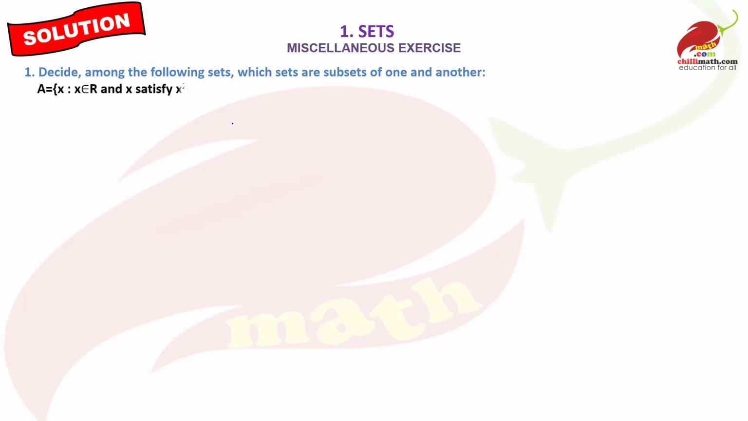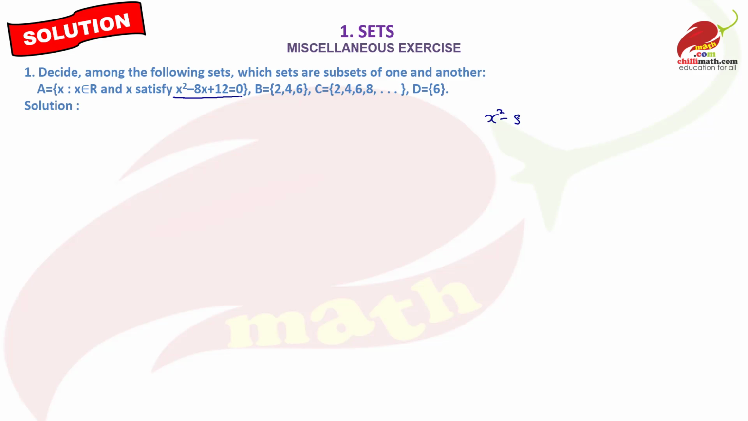First question is, decide among the following sets which sets are subsets of one another. A is x belongs to real, and x satisfies this quadratic equation. B, C, D are given. Now let's first find the elements of A.